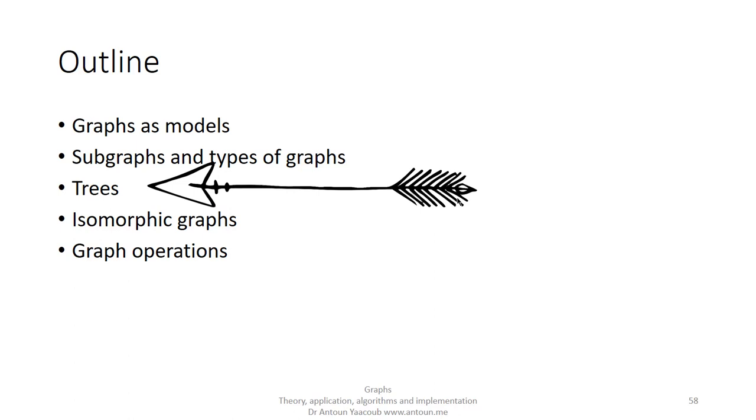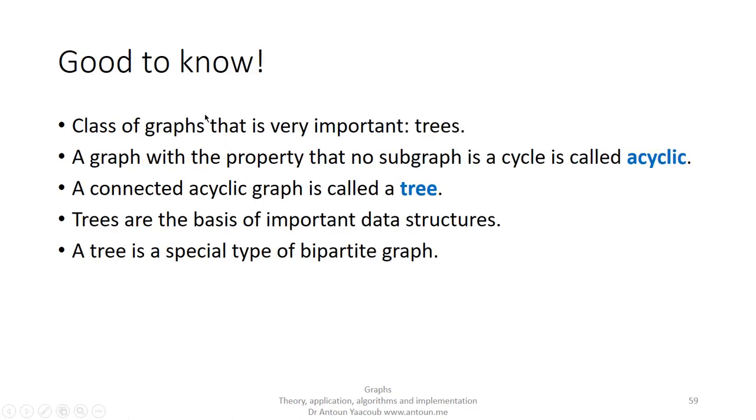We move into trees. Trees are a special type of graph. I have here some notes that are very important. A tree has the property that no subgraph is a cycle. So a graph that is a tree is called acyclic, which means there's no cycle in the tree. A connected acyclic graph is called a tree. This is very important: there are no cycles and it's always connected, so there are no separate connected components.